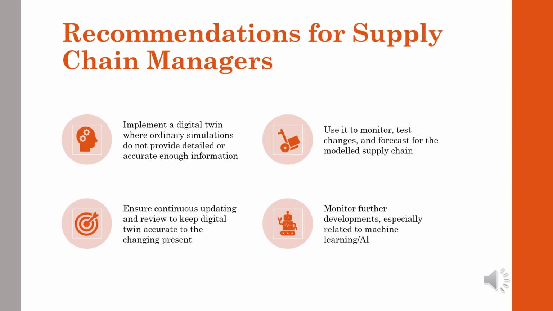We have several recommendations for supply chain managers with regards to digital supply chain twins. So first off, supply chain managers should implement a digital twin where ordinary simulations don't provide enough detailed or accurate information for their purposes. Supply chain managers can use it to monitor, test changes, and forecast for the modeled supply chain. However, they must ensure that they continuously update and review the digital twin so it stays accurate to the changing present and future. And of course, they need to monitor future developments within the field, especially as they relate to machine learning and AI and how that can be incorporated into digital supply chain twins.